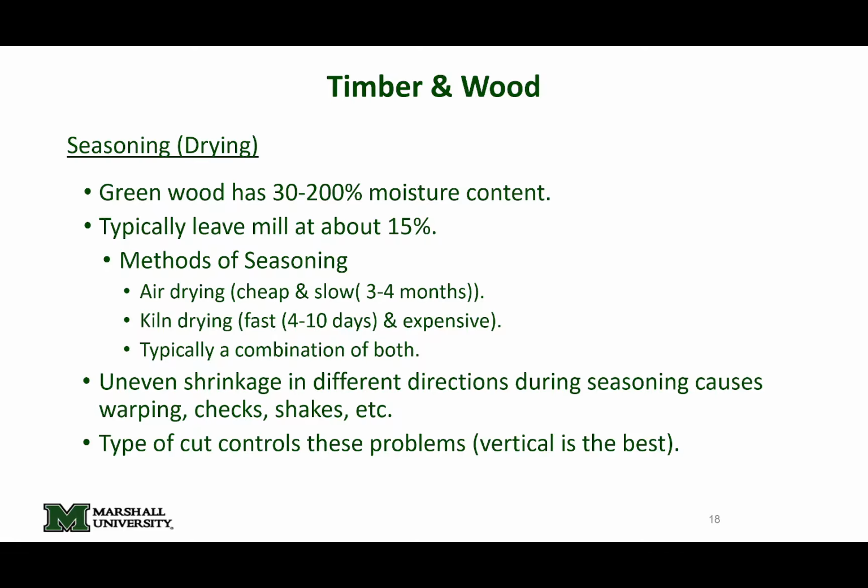There are a few different methods of seasoning. The simplest is to air dry it, which is literally just to leave it outside. It works, don't get me wrong, but it is slow. And so most modern sawmill operations are going to have some sort of a kiln that will speed up the drying process. And again, there's science to it because certain species you have to dry at different schedules and what have you.